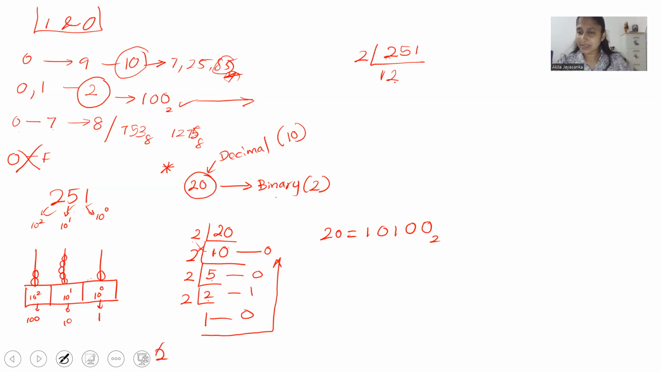So we are going to place the 2 here. Now we can multiply 2 by 2. It's 4, right? You have a remaining number called 1. Then 1 and 1 is 11, right?